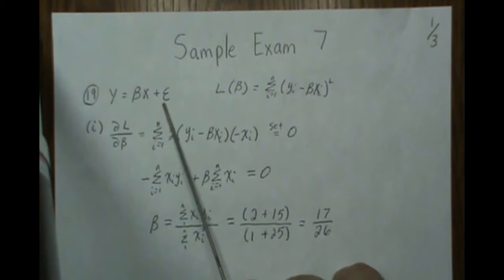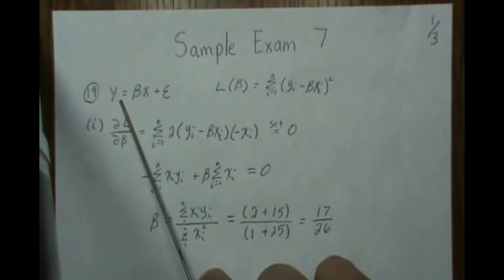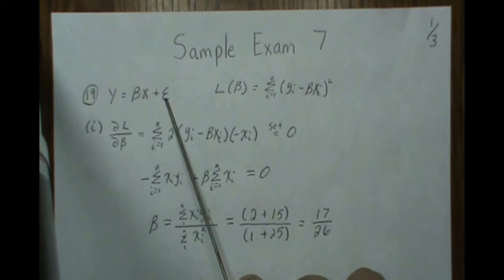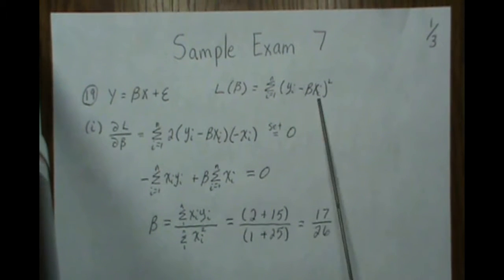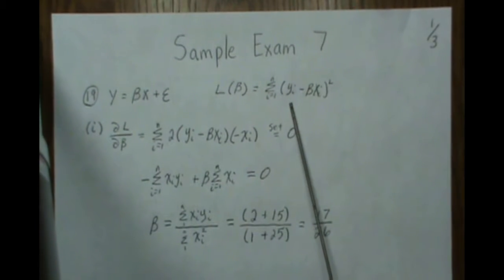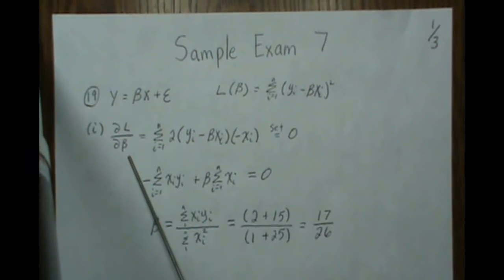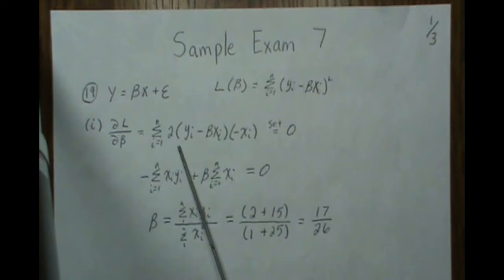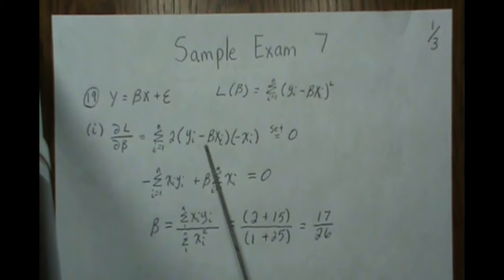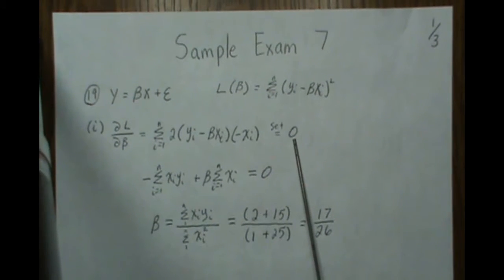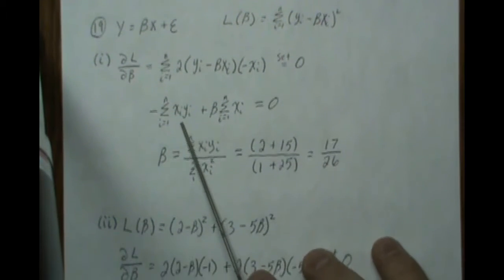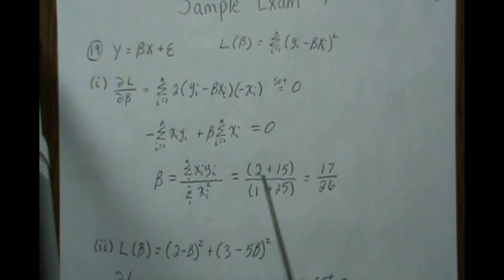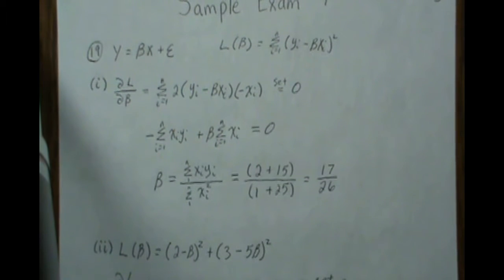So the error is this term, so if you take that beta over, y minus beta x is the error, and we want to find the least squared error. So that's what this quantity is, and it's summed over each data point. Now to minimize this, we take the derivative with respect to beta, and we get 2 times this times the chain rule, which is minus x. We set it equal to 0. We solve for beta, and we get this. Then we plug in the values that we have, and we get 17 over 26.